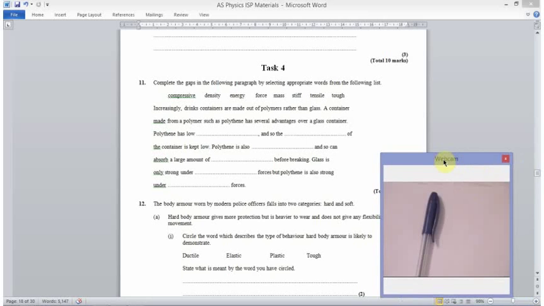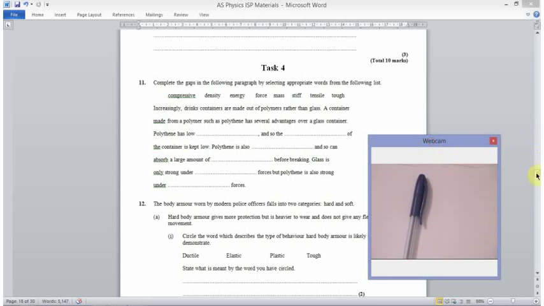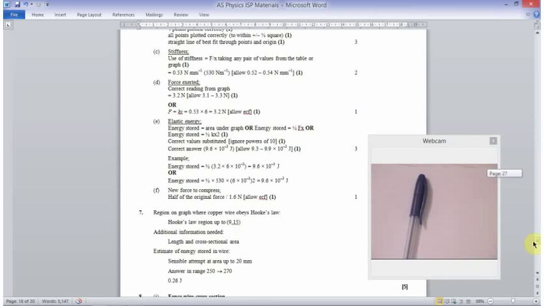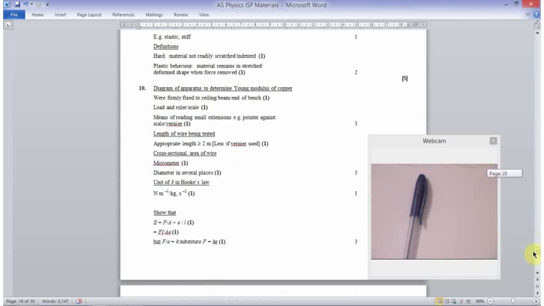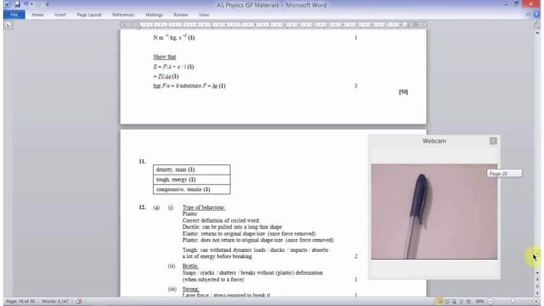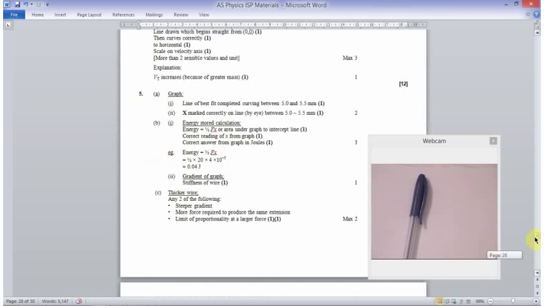Let's double check to see whether we've got all of these right. Yep, compressive and tensile for the last two, tough and energy for the middle two, and density and mass for the first ones. Right, okay.